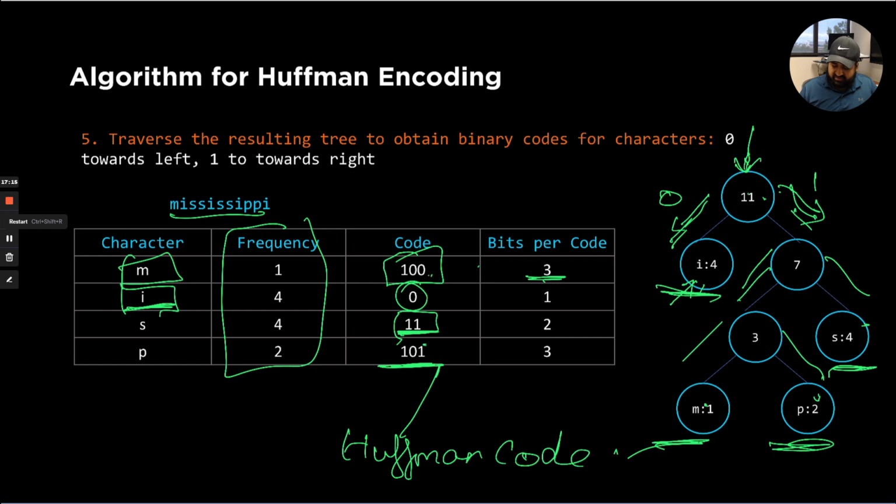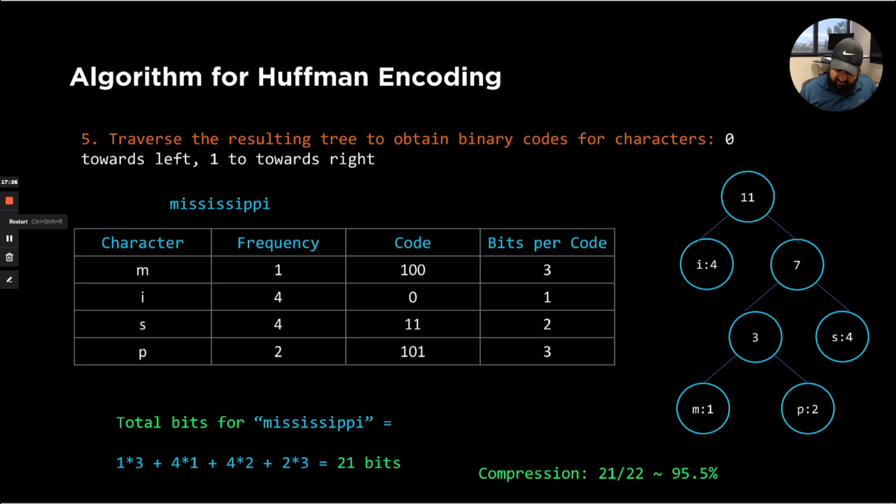The number of bits in this code is 3 for this one, 1 for this one, 2 for this one, and 3 for this one. If you multiply this bits per code by this frequency, what you essentially get is the total number of bits that are required to transmit Mississippi using the Huffman tree or the Huffman codes which you have just generated.